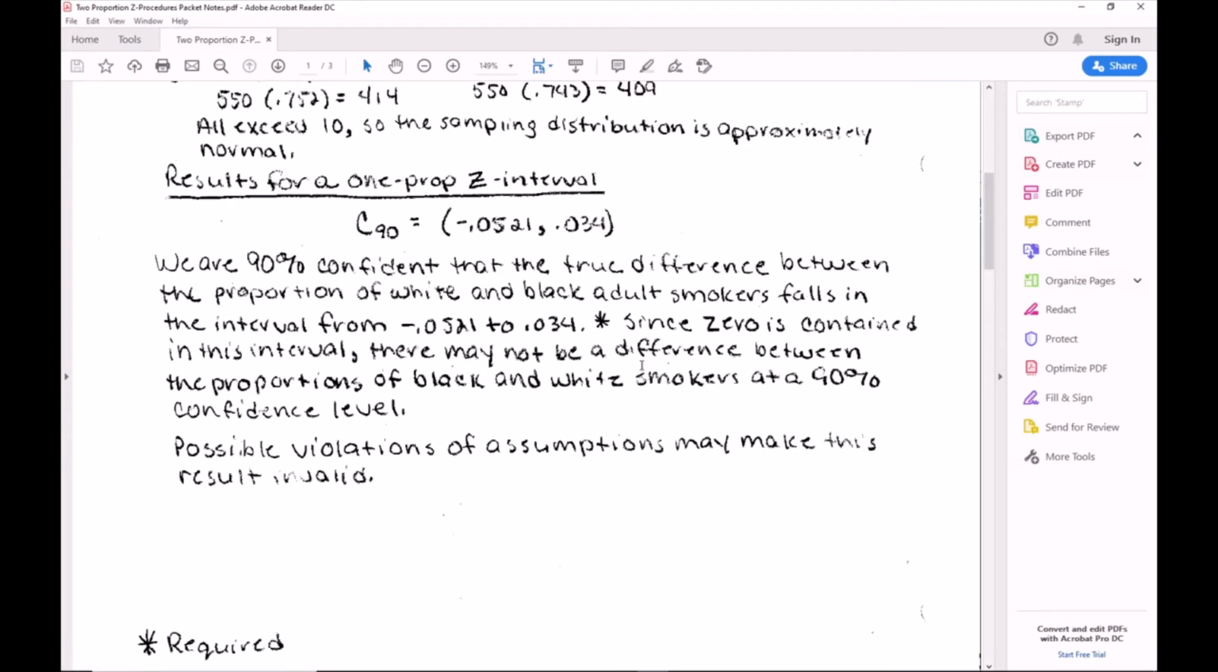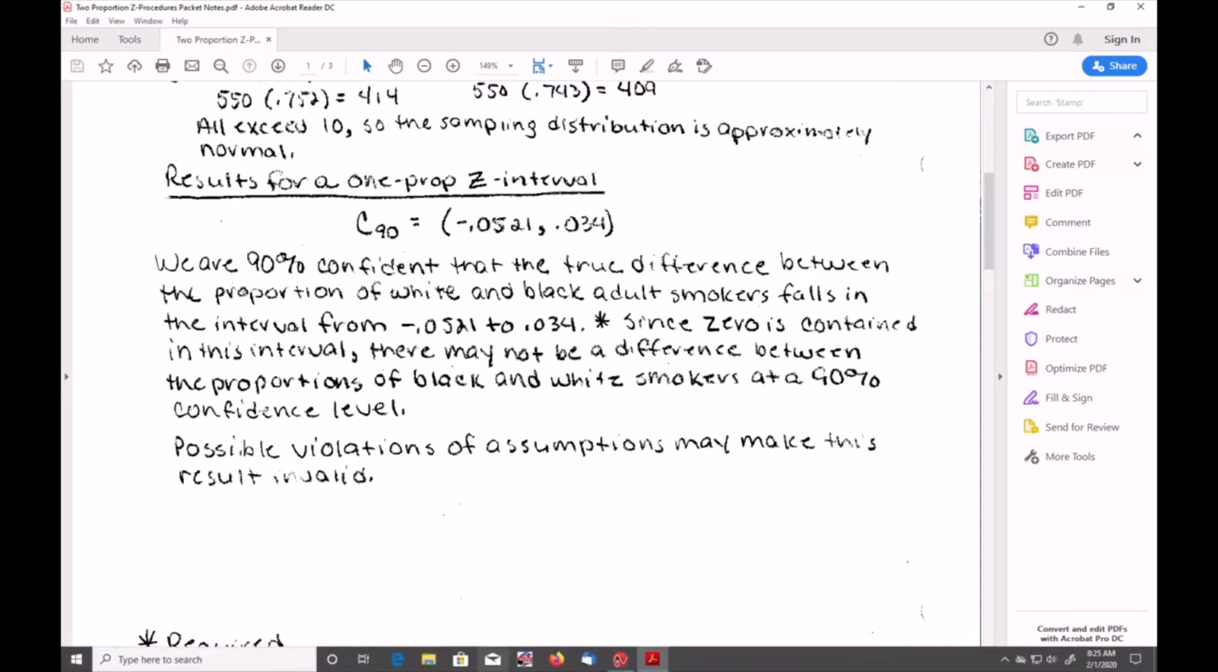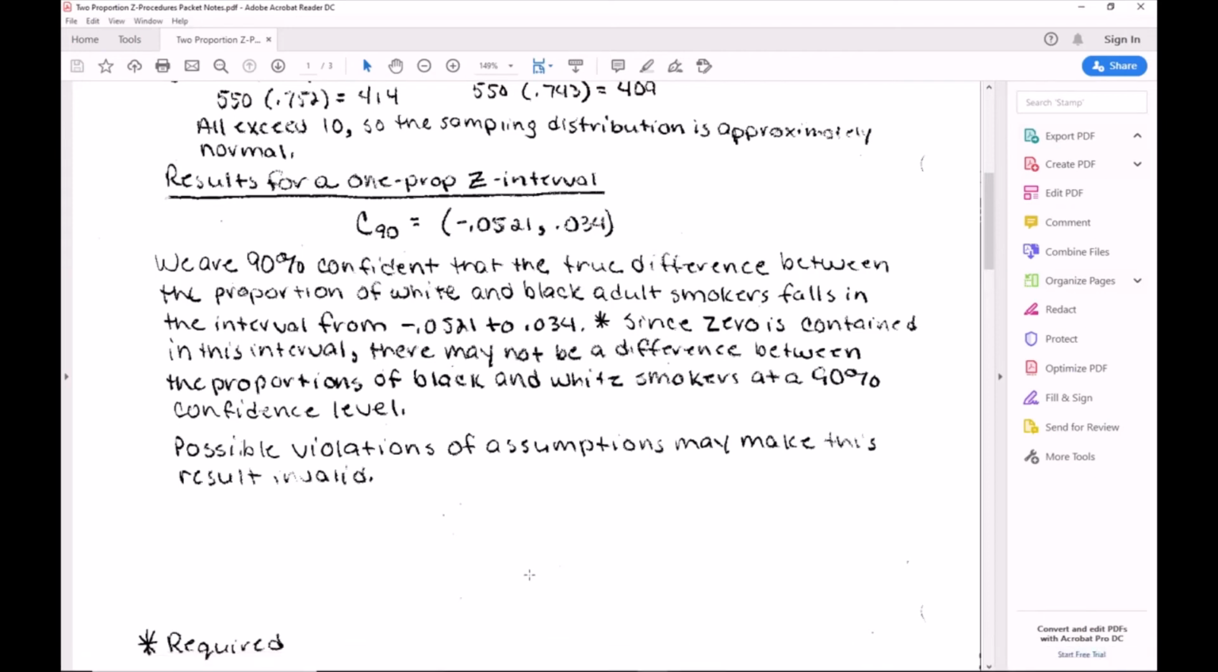The asterisk just means that this is required. You don't put that on your write-up, but this is notes. Since 0 is contained in this interval, there may not be a difference between the proportion of black and white smokers at a 90% confidence level. And then I put a disclaimer for the SRS. You can just go generic like this. You don't have to really refer to any one possible violation. But don't just write that if there are no violations, because then people are going to go looking for them, and you're just leading them around on a hopeless journey.